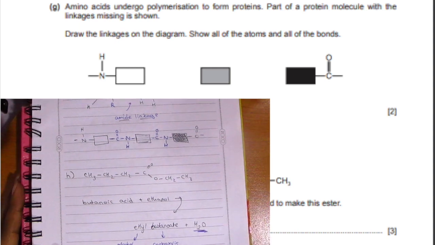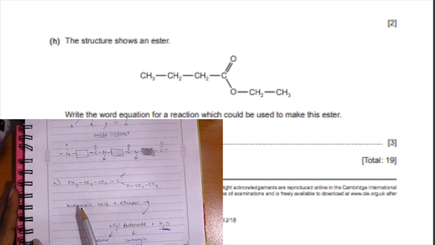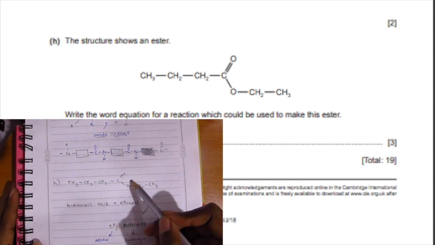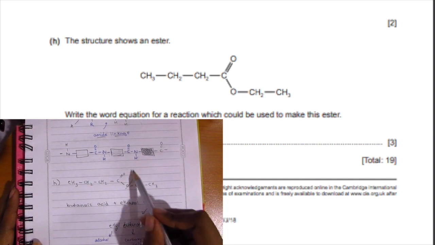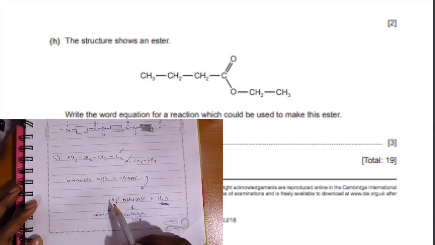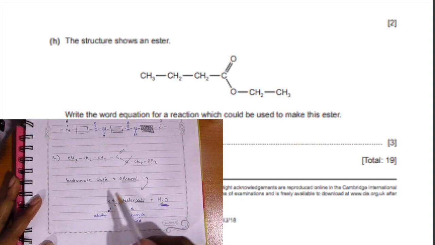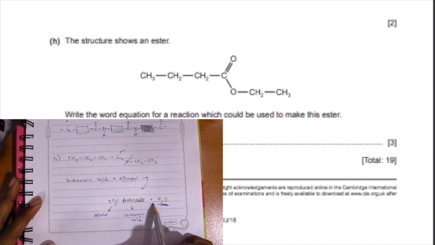So now for part H, we're going to write the word equation for a reaction which could be used to make this ester. In order to find out what this ester is made of, we place a line where the O is. Then you count how many carbons there are. There are 4 carbons, and the one with the double bond O is going to be the carboxylic acid part. Again, 4 carbons, so the prefix is but, so butanoic acid, plus the alcohol, which is going to be ethanol, because there are 2 carbons, the prefix is eth.